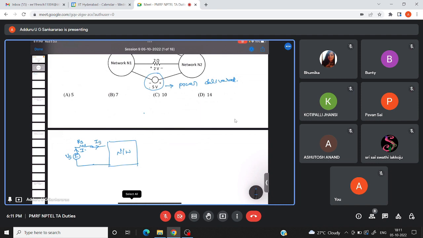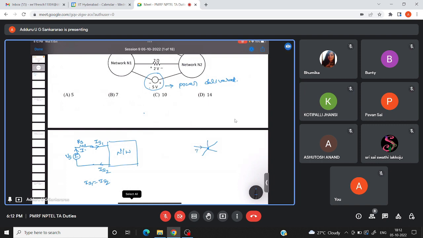Whatever current is entering into the network, the same current will come out of the network, right? Let us say this is is1 entering, is2 leaving. So is1 equal to is2, right? I think you have seen this, similar to KCL, where we have some node.